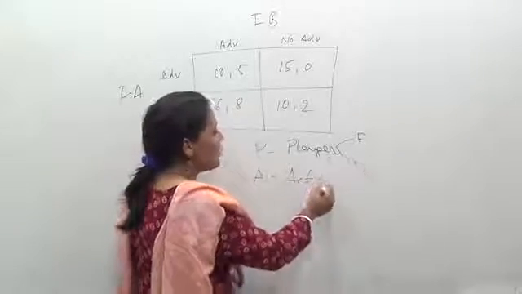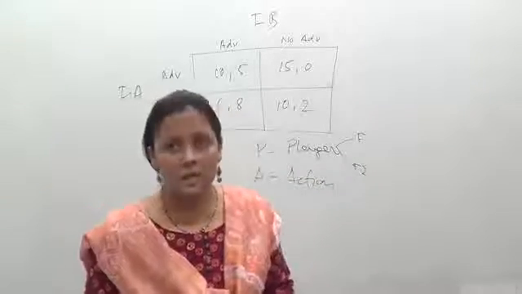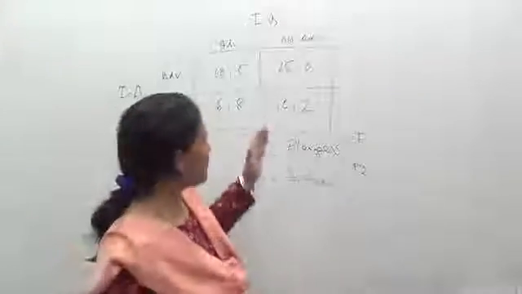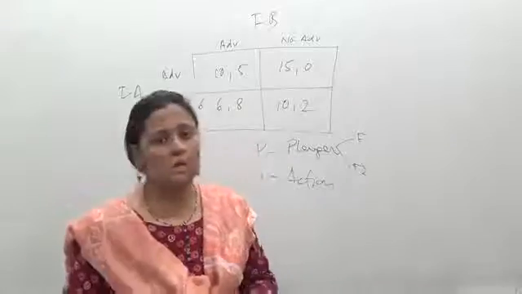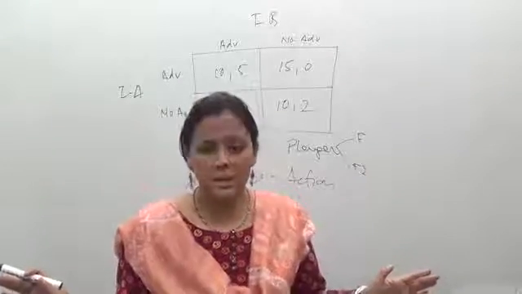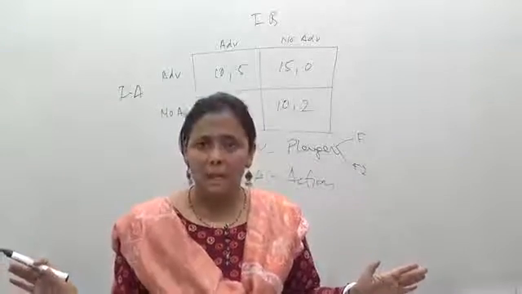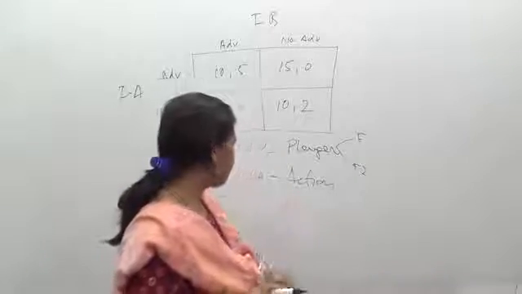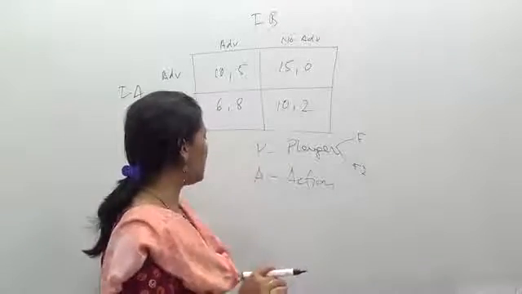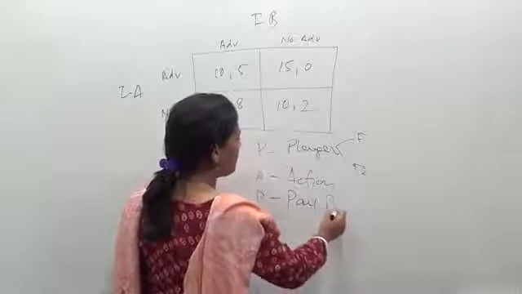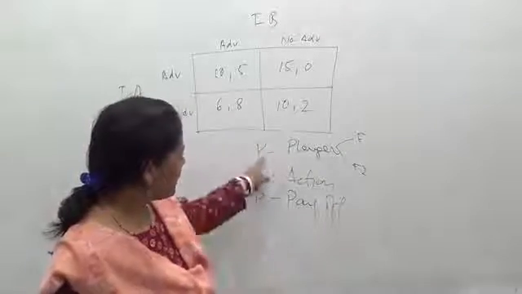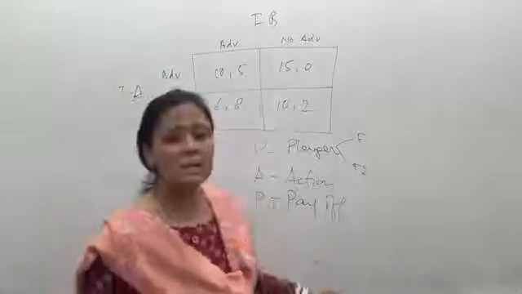Action means the strategies they are taking to be in the market. For example, advertisement and no advertisement are two extreme strategies which the firm can take, and so they are called the actions. Then P is called the payoff, the most important. Players with their actions will get a payoff.